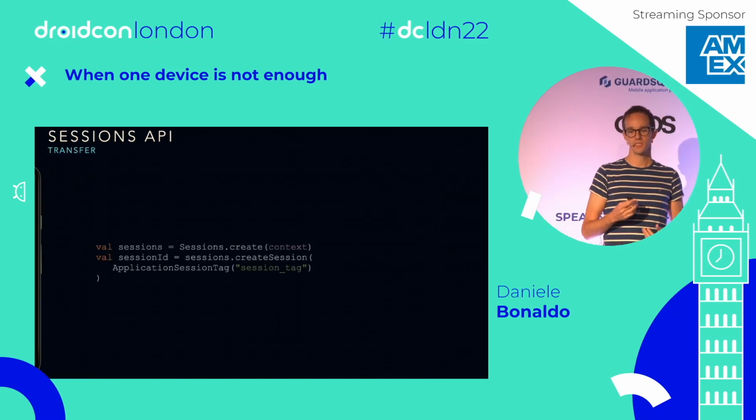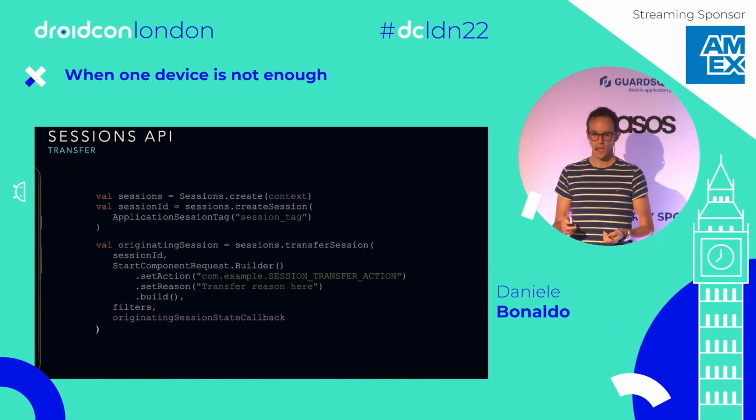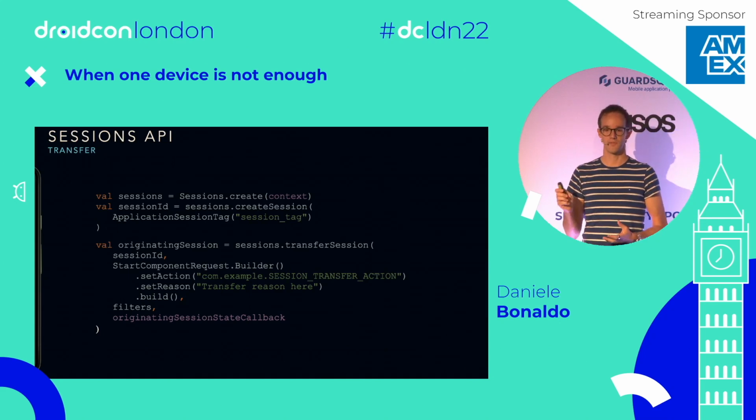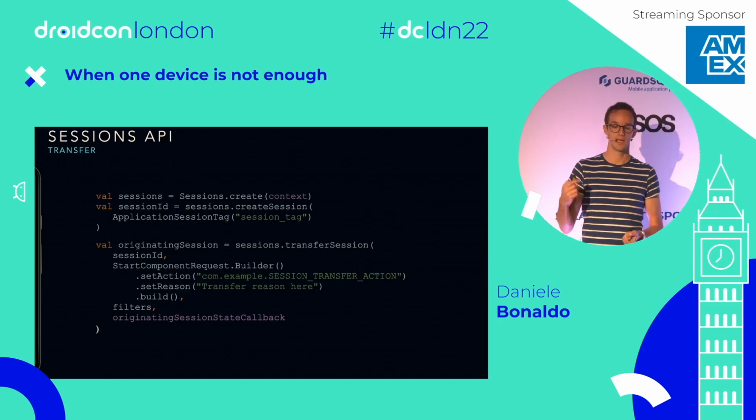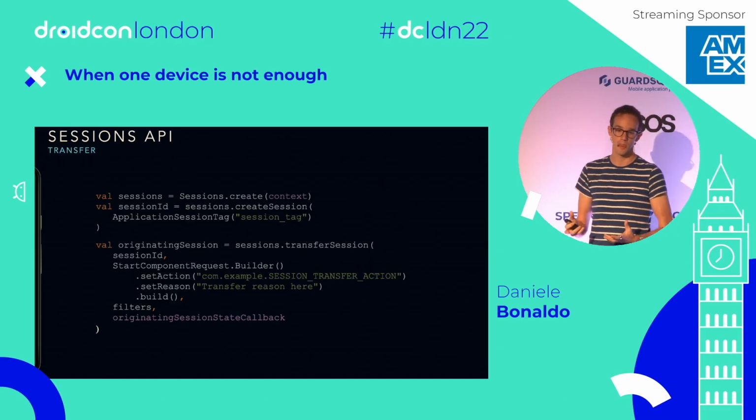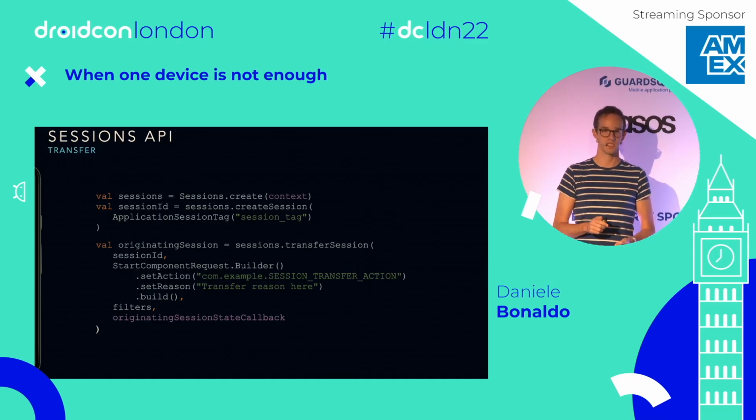In this case, you just need to create a session ID using the session API. And here, you call the method transfer session. You see here that the parameters for these methods are very similar to what we saw before for the discovery API. And in this case, the only difference is that you have the session ID, but you have the same action, you have the same reason, which is the user-facing one, you have the same filters, so you can decide which devices to show. And when you invoke this transfer session, the device picker panel is going to be shown immediately.